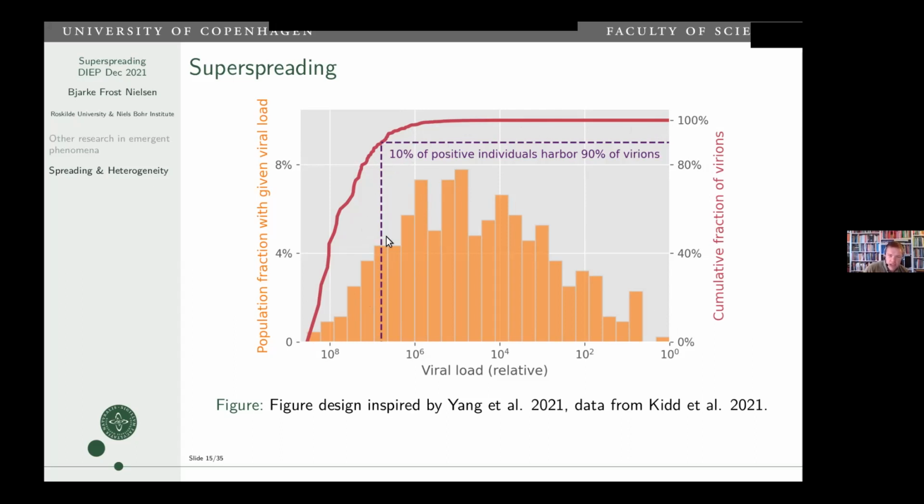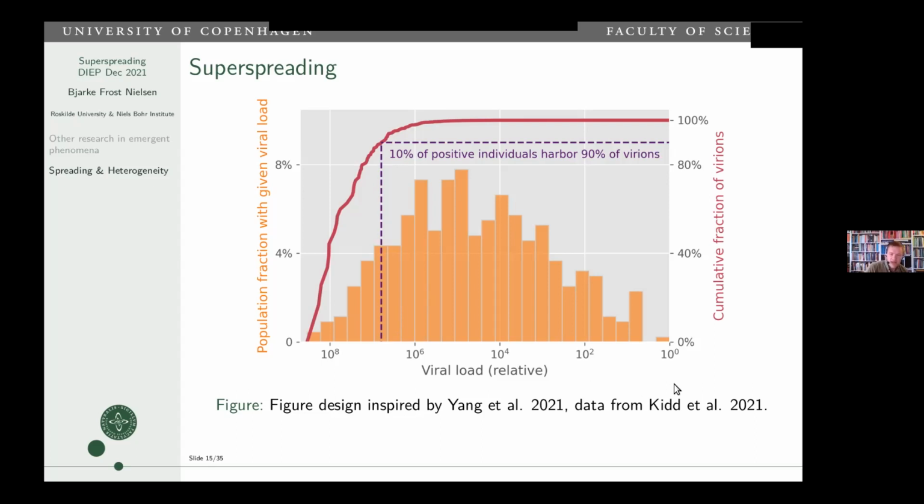So what you can see here is that 10%, you can actually not see that, but I'm telling you that 10% of positive individuals end up harboring 90% of virions with this distribution. And that's a measured distribution of viral loads. That's also extremely wide. Of course, it doesn't look that wide because it's on a log scale, right? So it looks like it isn't that wide, but it's amazingly wide when you think about it.